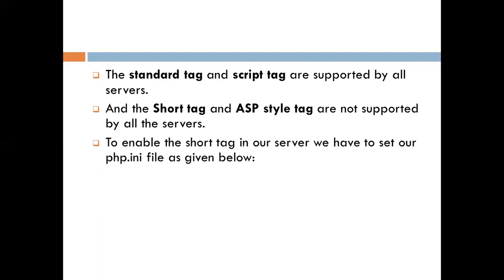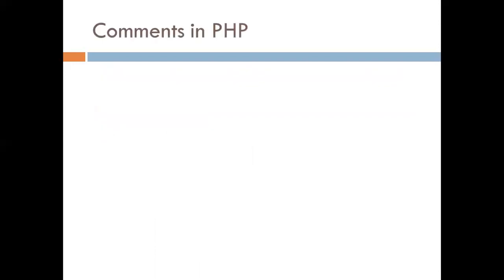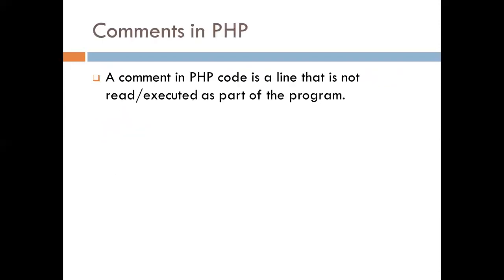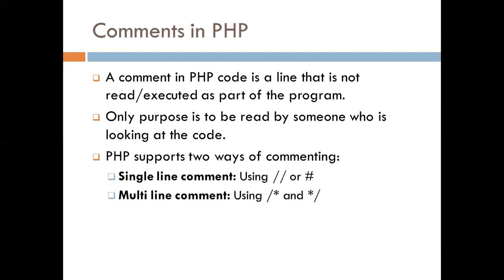But if you want to use these types of tags, then you have to modify the php.ini file, like this: short underscore open underscore tag is equal to on. And if you want to use ASP style tag, then you have to modify the file like ASP underscore tags is equal to on. Now comments in PHP. There are two types of comments, multi-line comment and single line comment. Single line comment is used with this symbol, and multi-line comment is used with this symbol.